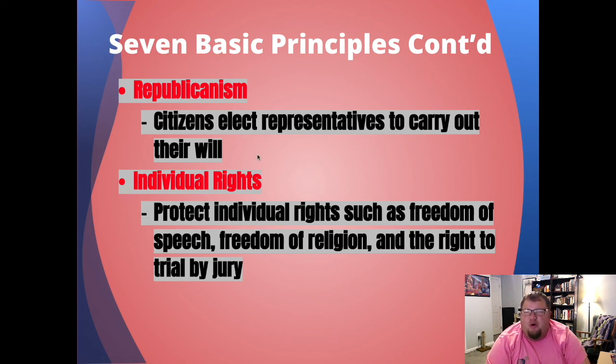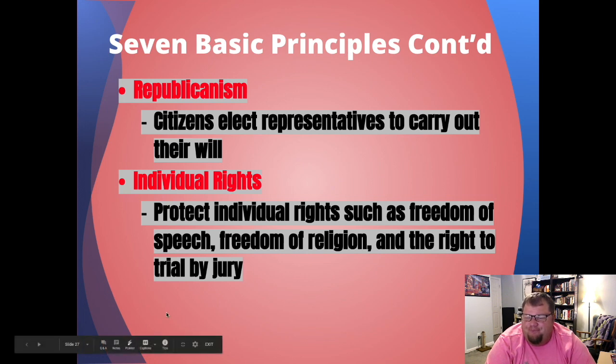And so the last 2 of the 7 basic principles are republicanism, and it leads back to the idea of popular sovereignty. But republicanism is the government of Rome, where citizens elect representatives that carry out their will. Okay? And the last one is individual rights, where the Constitution was created to make sure that our rights as individuals are protected, such as freedom of speech, freedom of religion, and the right to trial by jury.